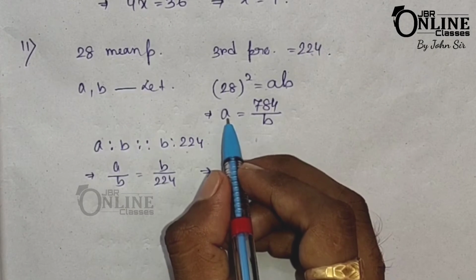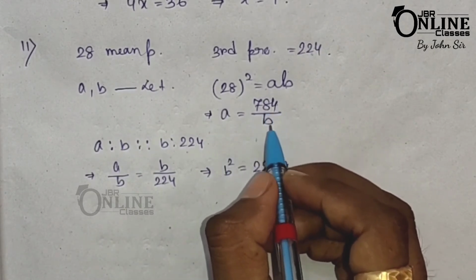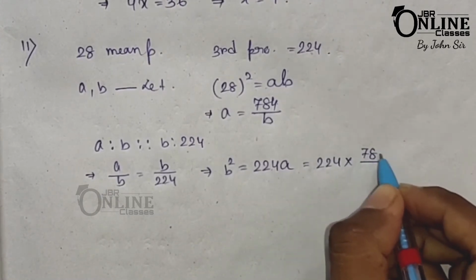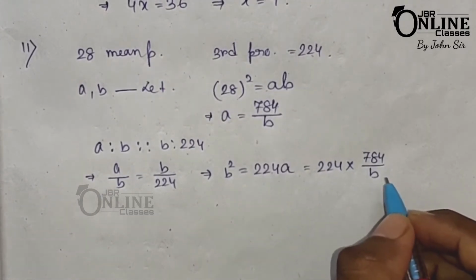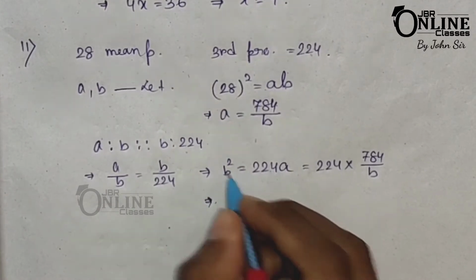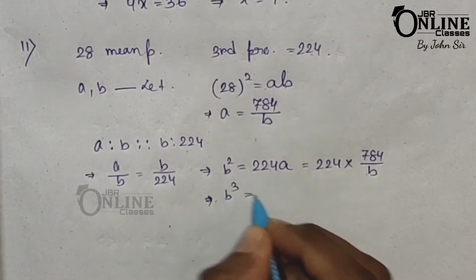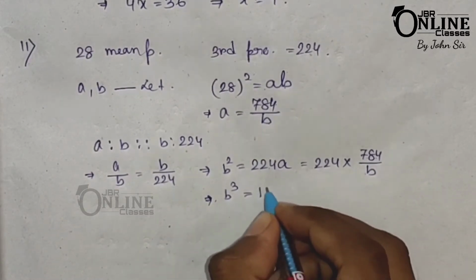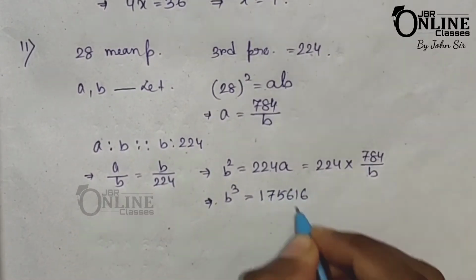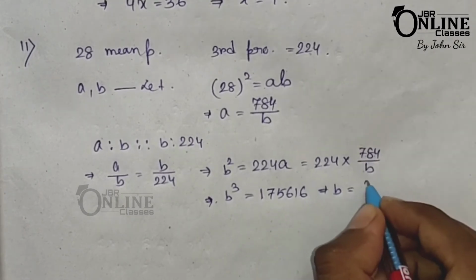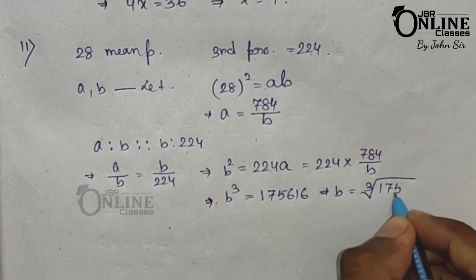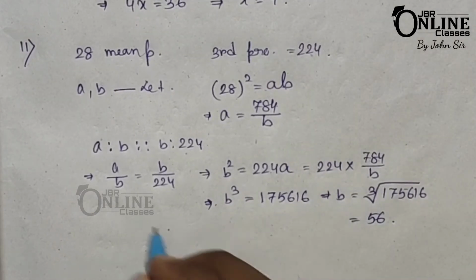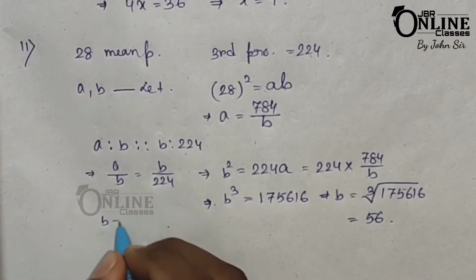Now you know the value of a equal to 784 by b. So you can put down this value here: 224 into 784 by b. So here b square into b, that will be b cube. So b cube equal to 224 into 784, and it will be 175616. So b equal to cube root of 175616, and that equal to 56. So the value of b equal to 56.